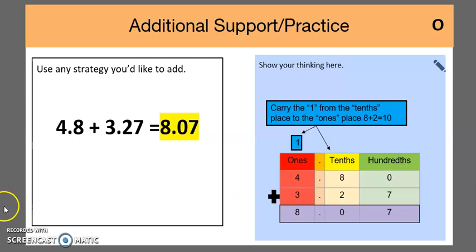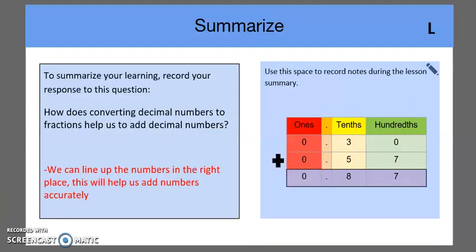Okay, now we're going to move into our summarization. How does converting decimal numbers to fractions help us to add decimal numbers? We can line up the numbers in the right place. This will help us add numbers accurately. So in this example, we see the numbers and we put them in their right spot and we add down, giving us our final answer.